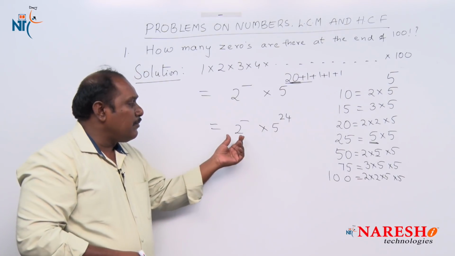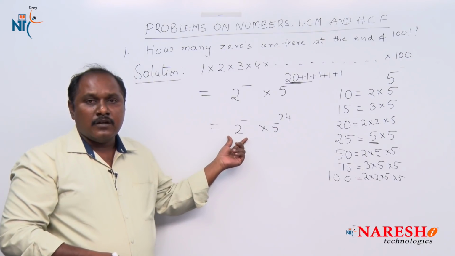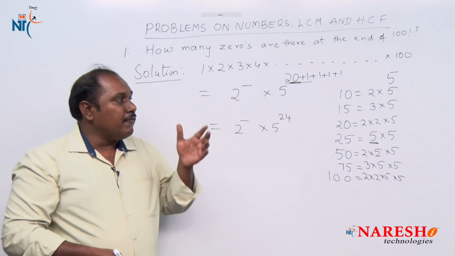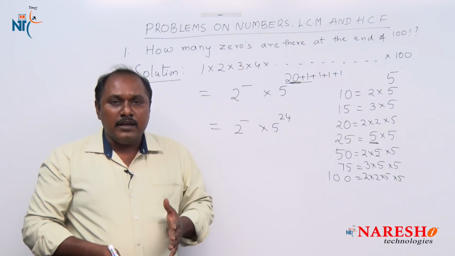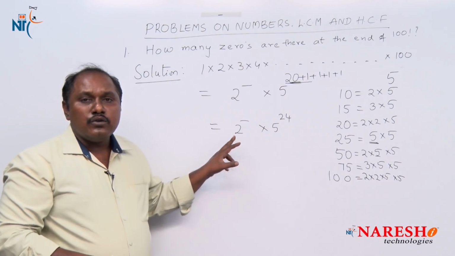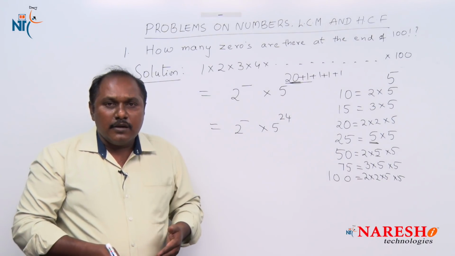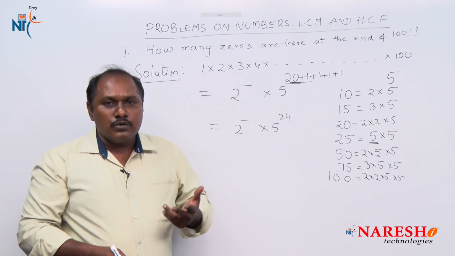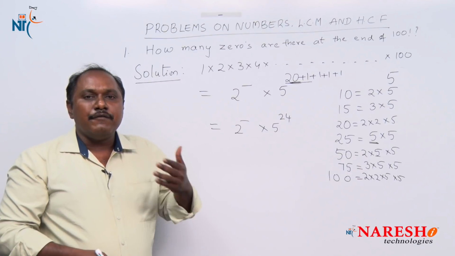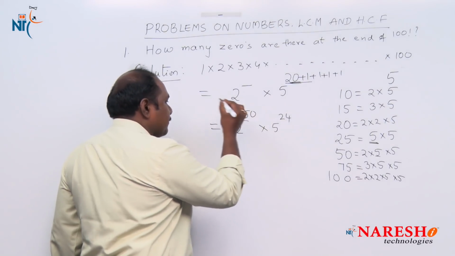Now talking about the power of 2. Where do you get these 2s? We get a 2 in every even number. From 1 to 100, we have 50 even numbers. So the minimum power of 2 should be 50. Actually it is greater than 50, because in 4 we find two 2s, in 8 we find three 2s, in 16 we find four 2s, and so on. So the power of 2 is greater than 50.